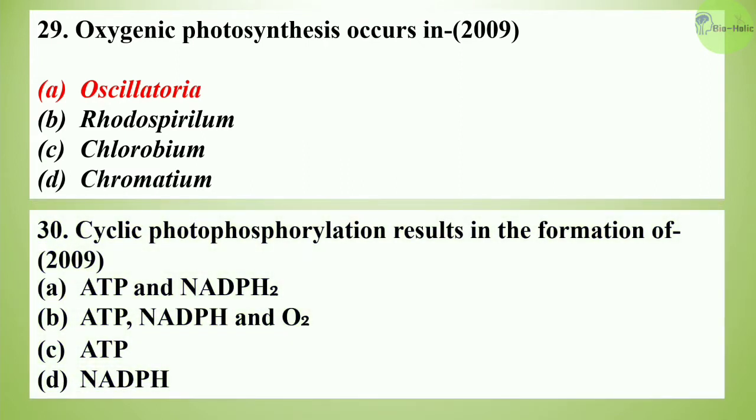Cyclic photophosphorylation results in the formation of ATP and NADPH2, ATP and NADPH and oxygen, ATP, or NADPH. We know that in cyclic photophosphorylation, only ATP is formed, but there no NADPH or oxygen is formed. Therefore, the option C will be the answer.